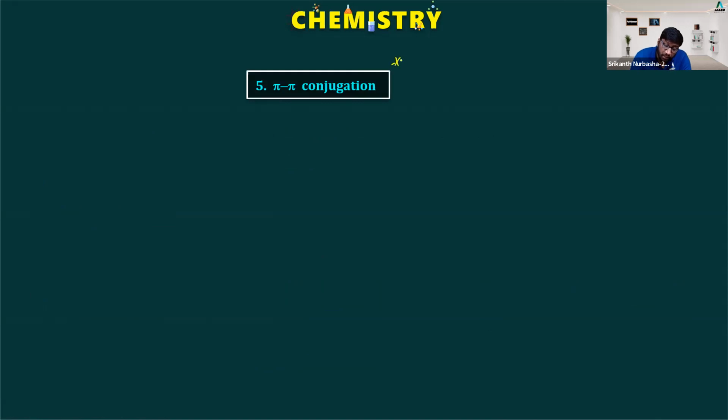Pi-pi conjugation. A pi bond can also be in conjugation with a pi bond. CH2 double bond CH, CH double bond O. This pi electron density can come into this C double bond O, the pi electron density can move away. So now I'll give numbering 1, 2, 3, 4.